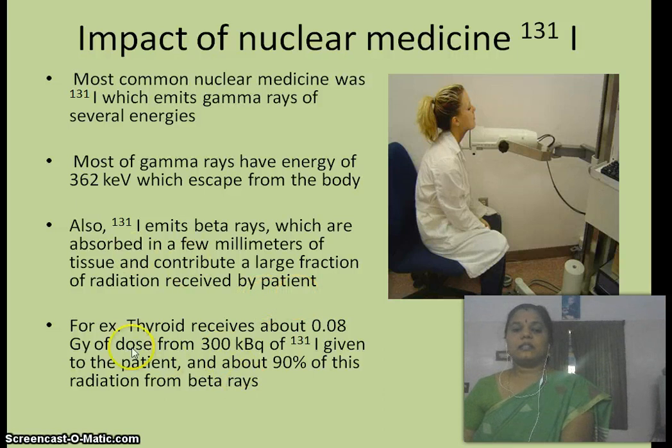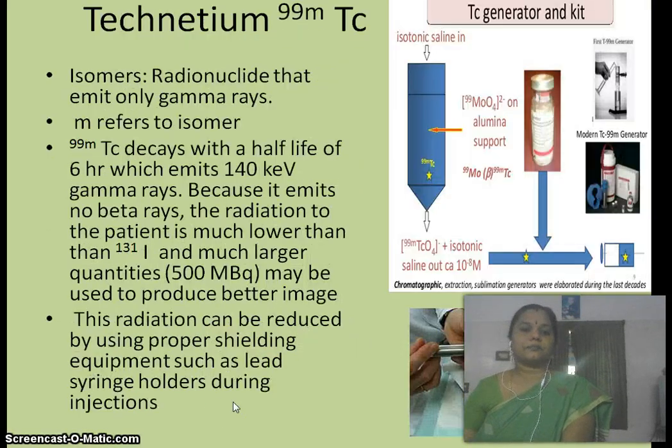For instance, the thyroid receives about 0.08 Gy, Gy being gray, of dose from 300 kilobecquerel of iodine 131 given to the patient. Almost 90% of the radiation is from the beta rays and not from the gamma rays.